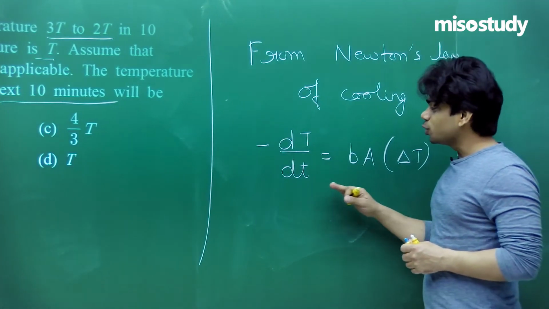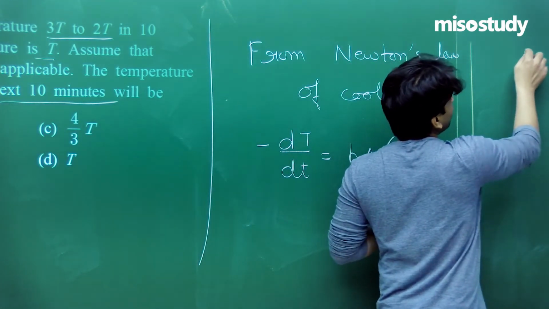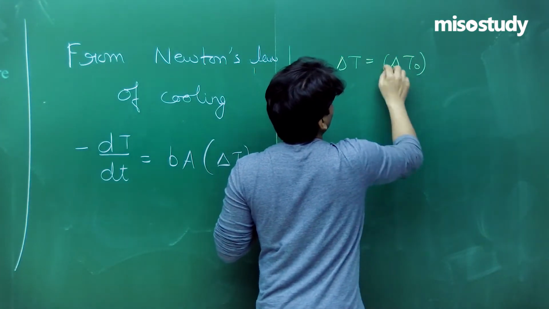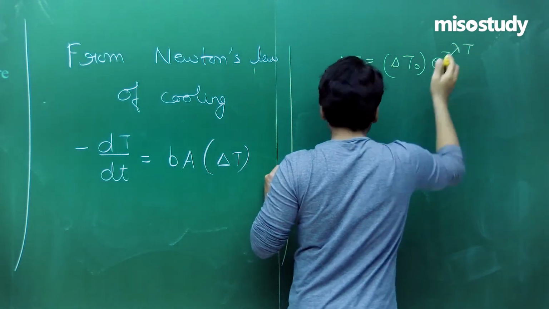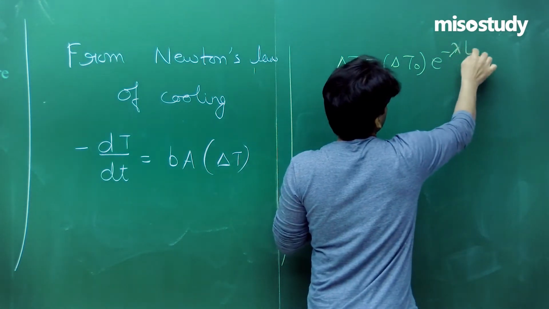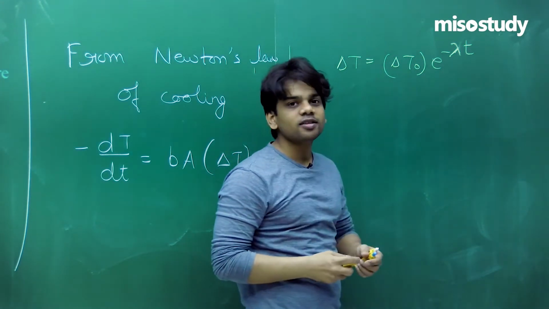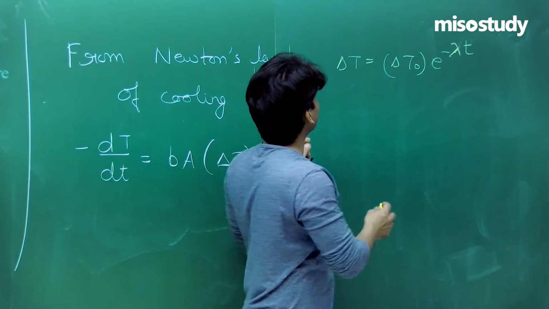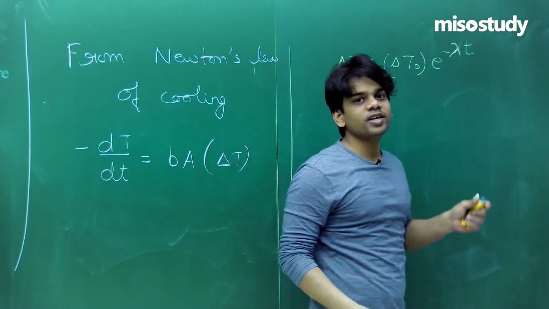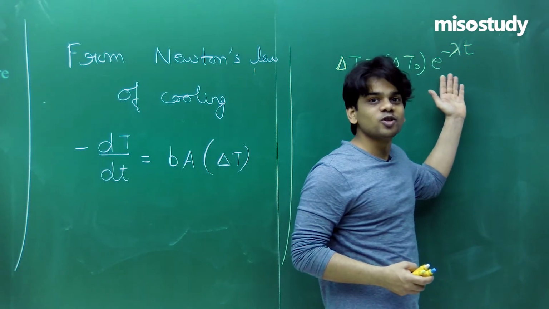So I'm going to use another way to represent Newton's law of cooling. That is, delta T, the change in temperature, is equal to delta T naught e to the power minus lambda t. If we integrate the same equation for some finite value of temperature change, we can use this. This delta T represents the temperature difference between the object and the surrounding. So this is the Newton's law of cooling equation we have to use.